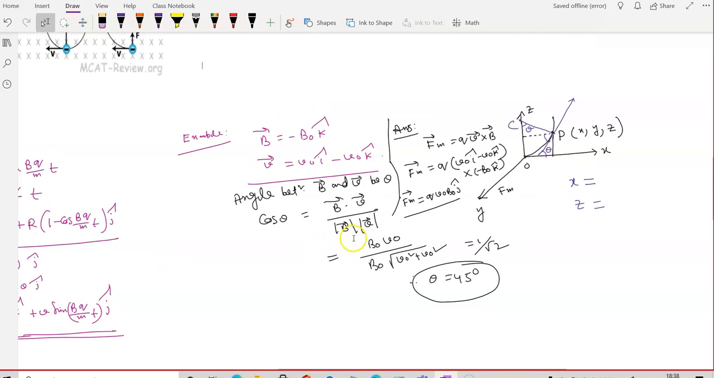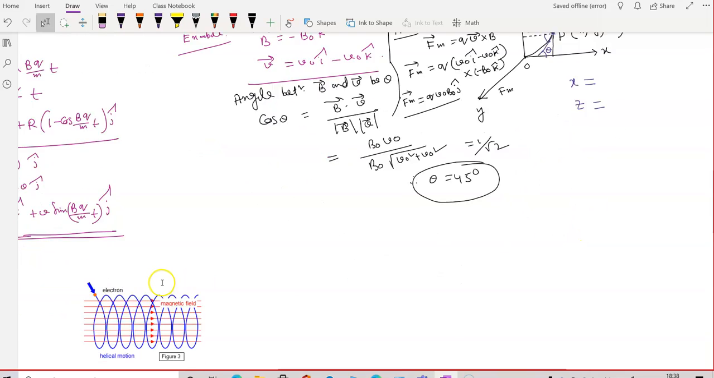Acha, one thing, will it remain there? Okay, whatever I have taken, based on this you calculate. The velocity will remain in the i-k plane, no? So x, z you write, and then you write r in terms of x, y, z.